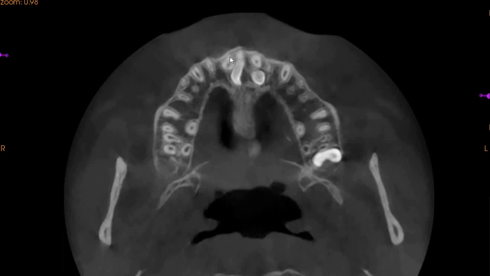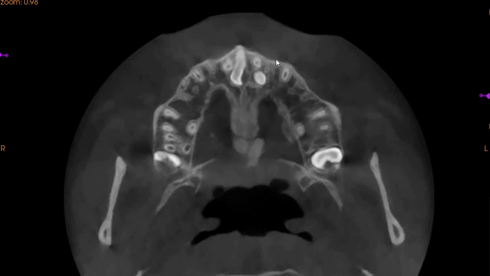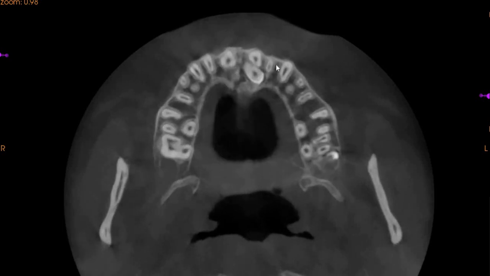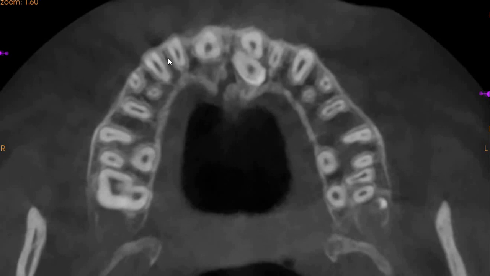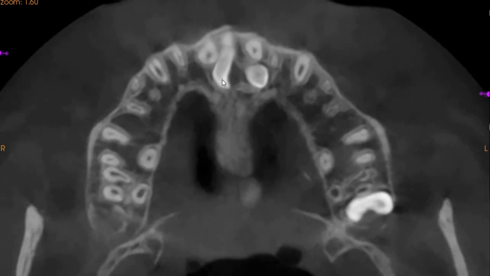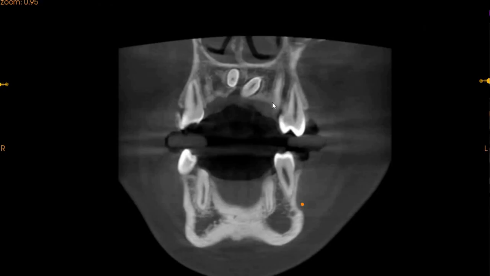Now, both these teeth are supernumerary in nature and they need to be extracted for the central incisors to fall into their normal positioning. Here you can clearly see that the supernumerary is in contact with the upper left central incisor. It is direct contact, whereas the supernumerary tooth number 2 is in direct contact with the central incisor in the upper right quadrant. Now, this is the coronal view.